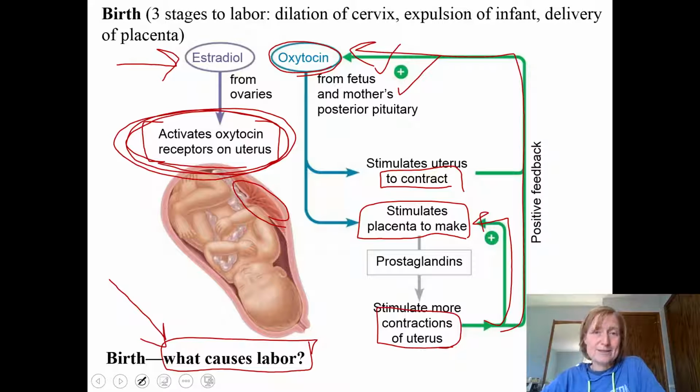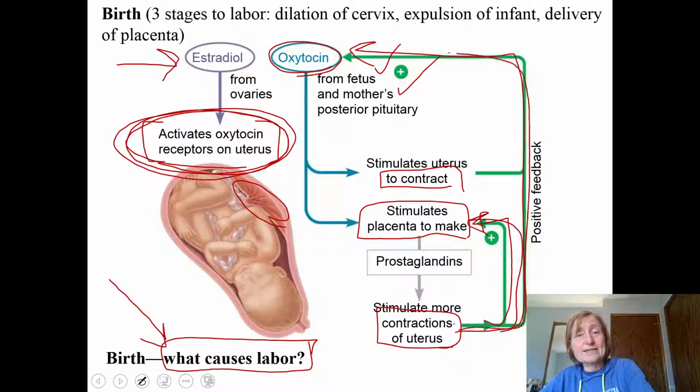A little bit of oxytocin causes a little bit of contraction to the uterus. Those contractions stimulate the placenta to make more prostaglandins and stimulate the posterior pituitary to release more oxytocin. So we get this positive feedback loop where small contractions lead to bigger and bigger contractions. And eventually we get labor, active labor happening.